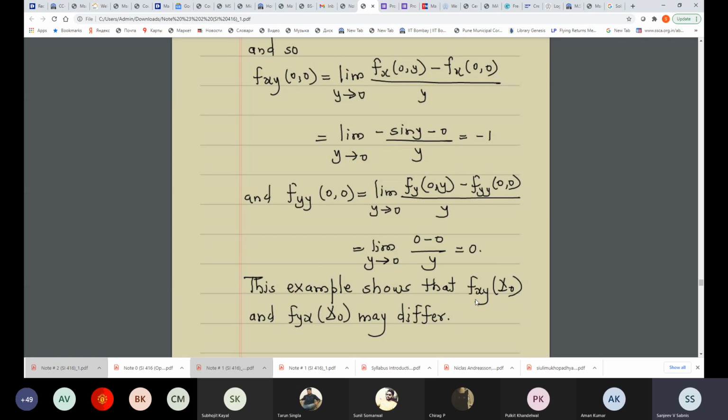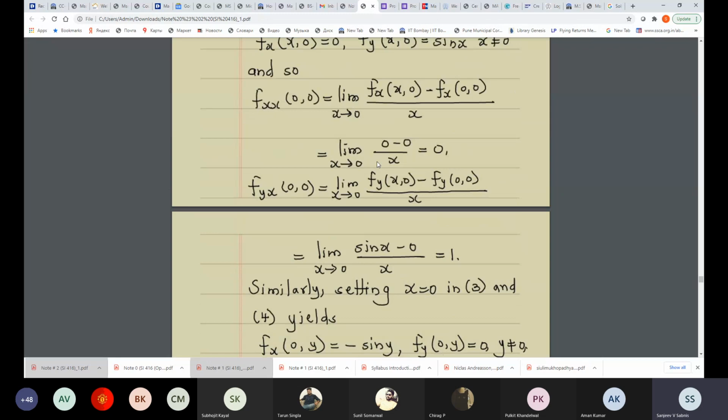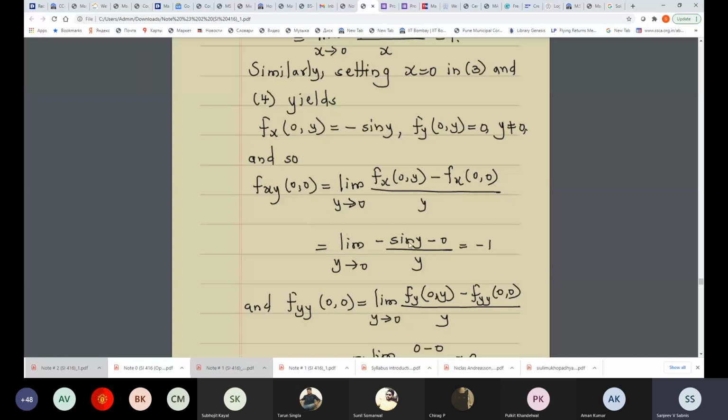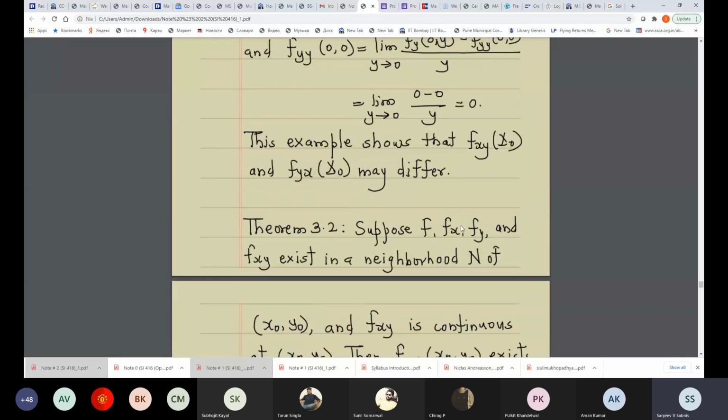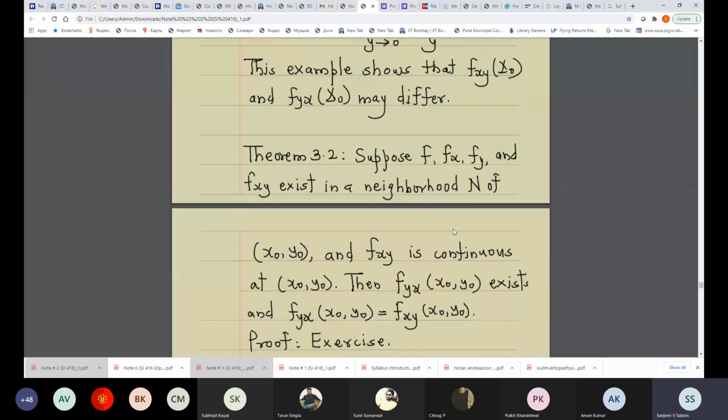So this example shows that fxy(0, 0) is not the same as fyx(0, 0). For example, fxy(0, 0) is minus 1, whereas fyx(0, 0) is 1. So the order in which the derivatives are taken, that order matters. Okay. But this theorem provides us a sufficient condition for which the order in which the partial derivatives are taken should not matter.